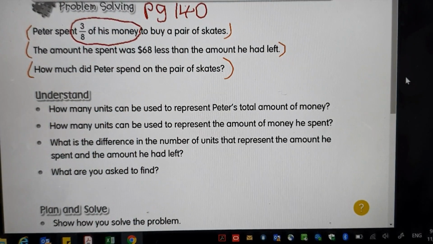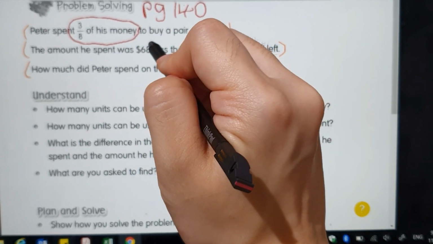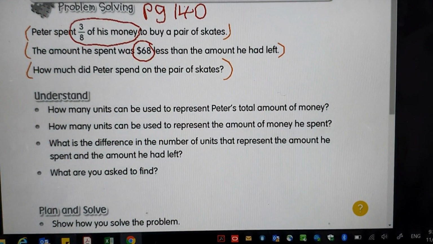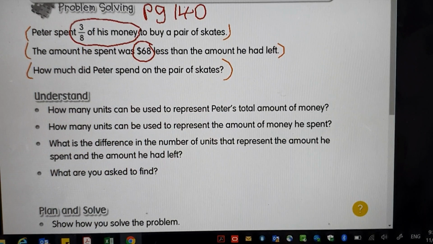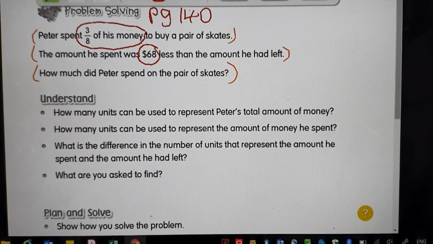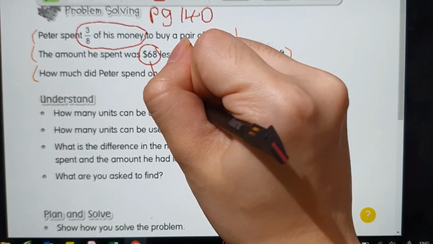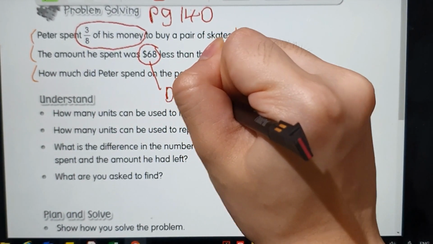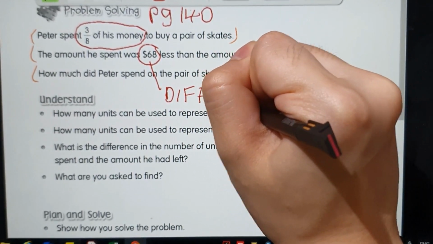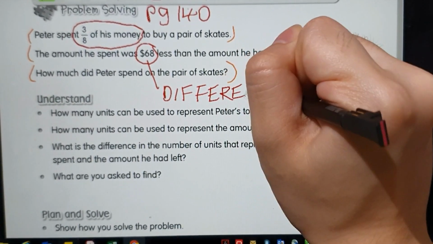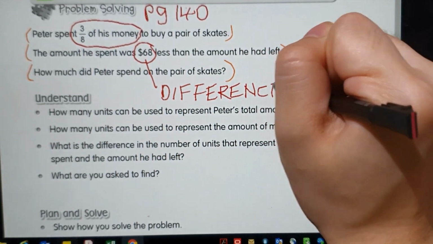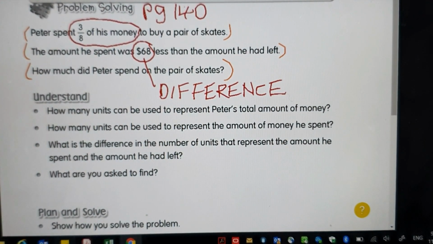So, what do you think 68 actually represents? Does it represent the amount of money that he spent, or does it represent the amount of money that he had left? The answer should be no. 68 represents the difference. How do I know 68 represents the difference? Which part of the sentence do you think hints at it?